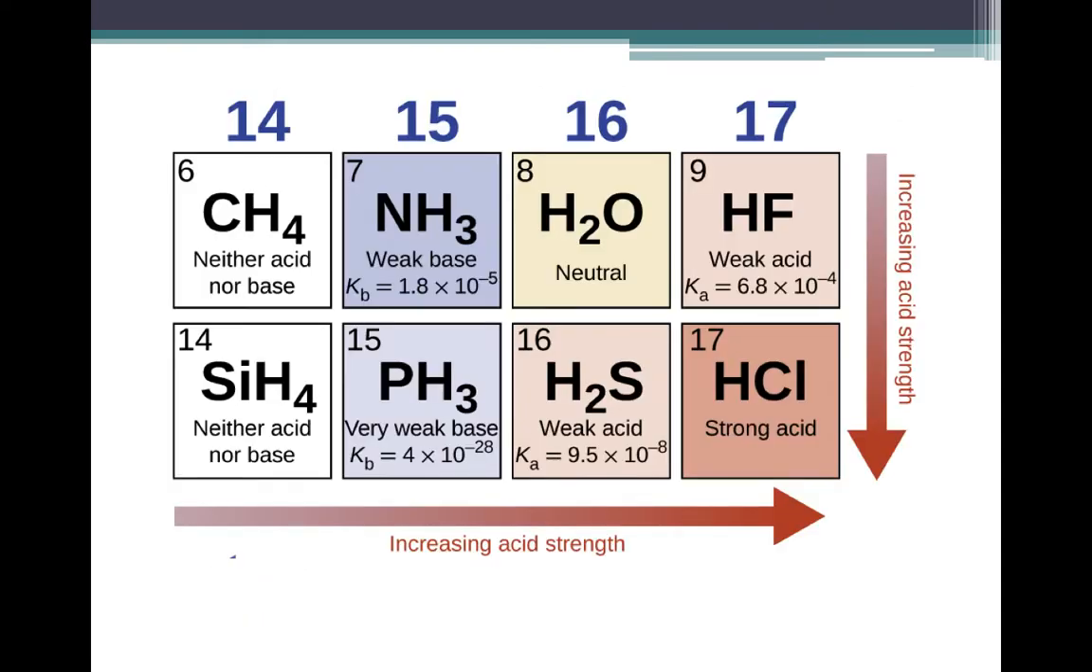So as we get to more electronegative elements, typically acid strength increases. However, HF is not a strong acid, and please write that down. HF is a weak acid. And that's because fluorine is so small that it's very hard to stabilize that negative charge. And one of our strongest acids would be HCl.